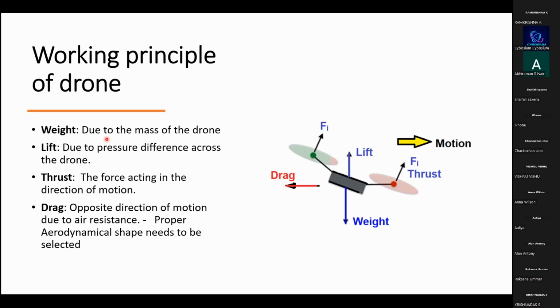Then the second force is lift. It is basically due to pressure difference across the drone, and it is a vertical force acting on the drone. It depends on the speed, size, and shape of the propeller blade to decide how much lift force you need. The main thing is it is essential to lift the body against gravity.